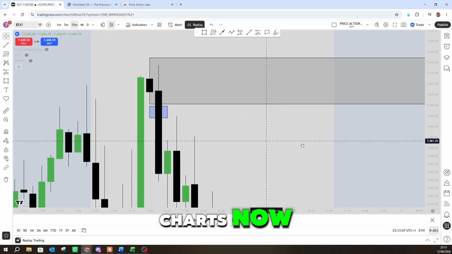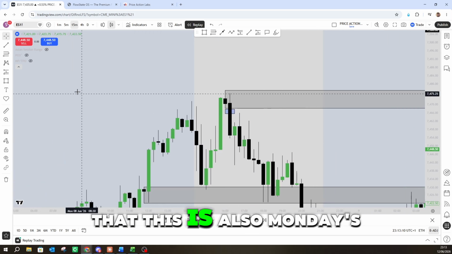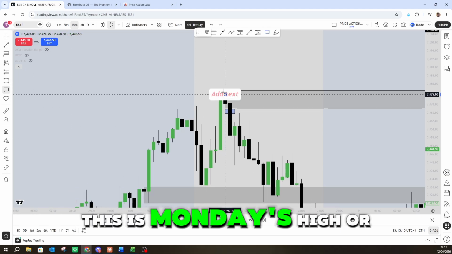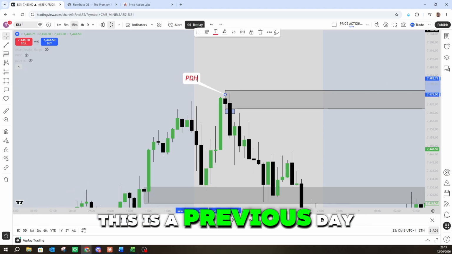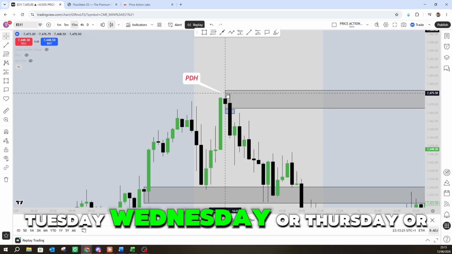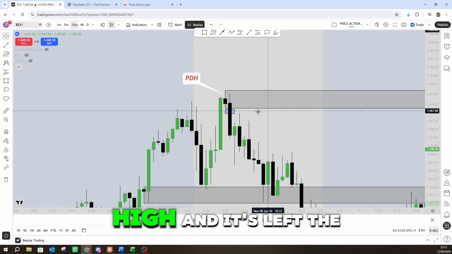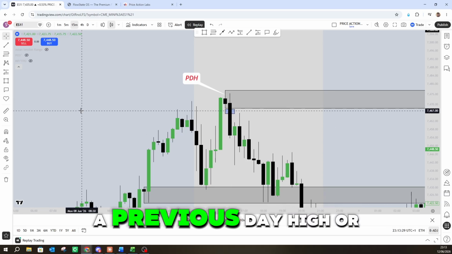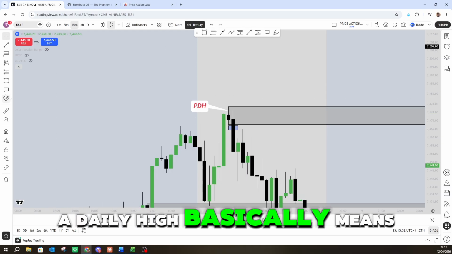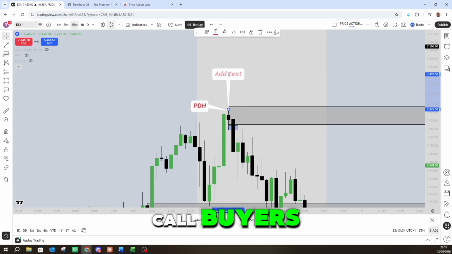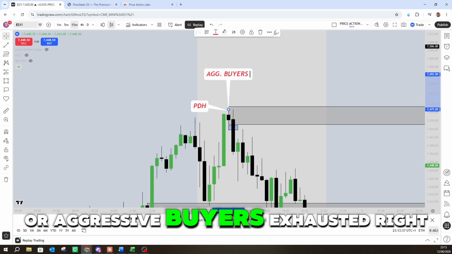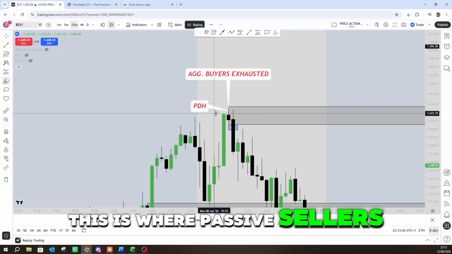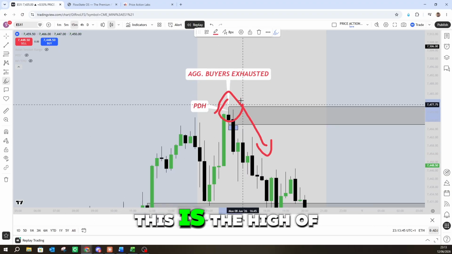So going back to the charts now, here's our key level. What you'll notice is that this is also Monday's high. Let me just write this down over here. This is Monday's high, or a previous day high of some sort. It doesn't have to be Monday, Tuesday, Wednesday, Thursday, or Friday. This is just a previous day high, and it's left a price imbalance. Now, what does this mean? A previous day high, or a daily high, basically means that aggressive buyers were exhausted. This is where passive sellers stepped in and drove price down. This is the high of the day.